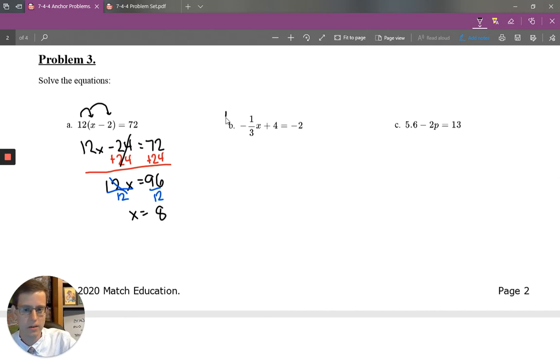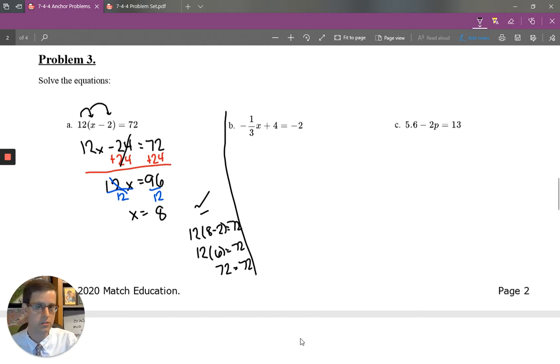And one neat thing about equations, my favorite part of equations, is you can always know that you're right or wrong. How? By checking it. By saying, I'm going to say x equals 8. So if I go 12 times 8 minus 2 should equal 72, sure enough, 8 minus 2 is the 6. 12 times 6 is 72. And 72 equals 72. And so check steps can be really helpful.